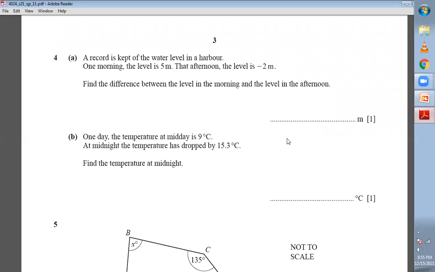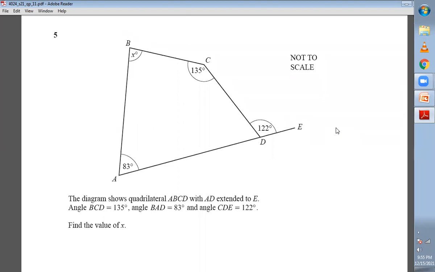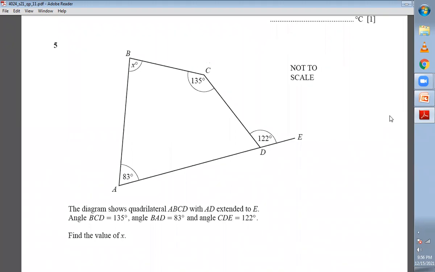Okay, so the next question coming up on your screen is question number 5, and he says, the diagram shows quadrilateral ABCD with AD extended to E. AD side is extended to E. He says angle BCD, this angle is 135, angle BAD, this angle is 83, and the angle CDE, this outer angle, is 122. The question is find the value of x. It's a 2-mark question. They want you to find out the value of x.